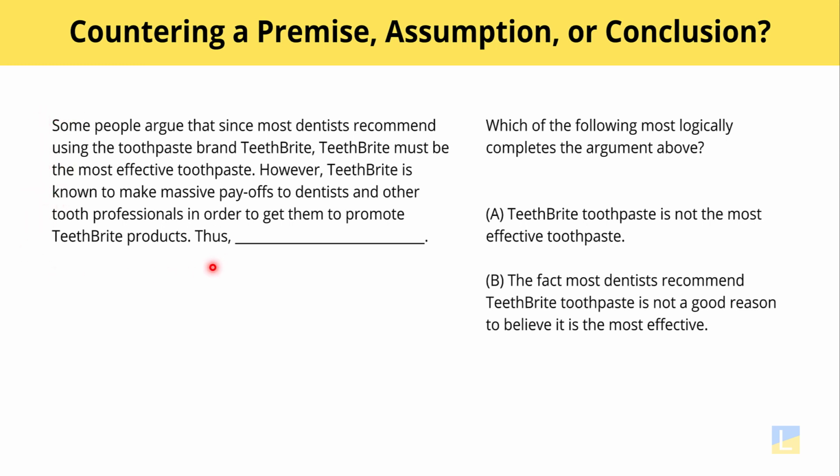All right. Now, what would be a logical conclusion? Would a logical conclusion be, therefore, Teeth Bright is not the most effective toothpaste? And of course it would not. It is the exact same flaw that you would have been making if you picked answer choice A in the previous problem. Just because the author of this argument is taking issue with the assumption of these people does not mean that they believe what answer choice A says. Maybe this brand is still the best when it comes to toothpaste, but it's just that this particular argument is not a good one in support of that idea.